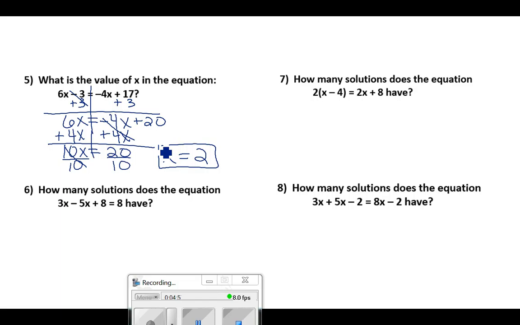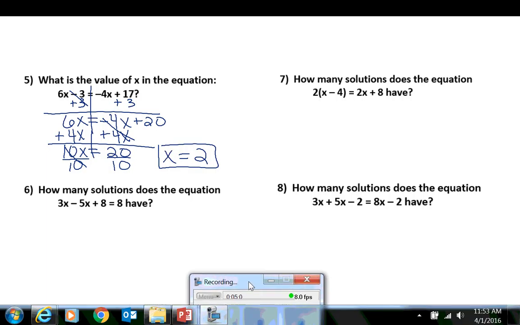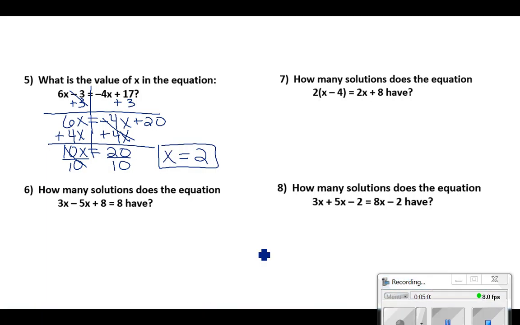Number 6. How many solutions does the equation 3x minus 5x plus 8 equals 8 have? So now we're not solving for x necessarily. We are trying to figure out how many solutions. And remember, you can have one solution, no solution, or infinite solutions. So let's start to solve this. Actually get an idea. 3x minus 5x plus 8 equals 8.